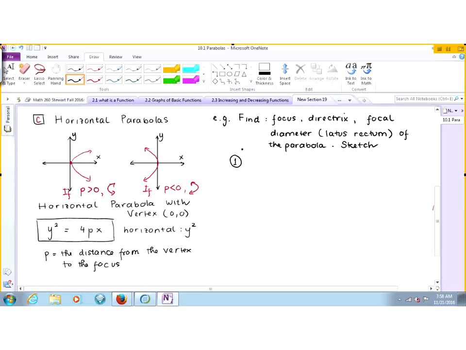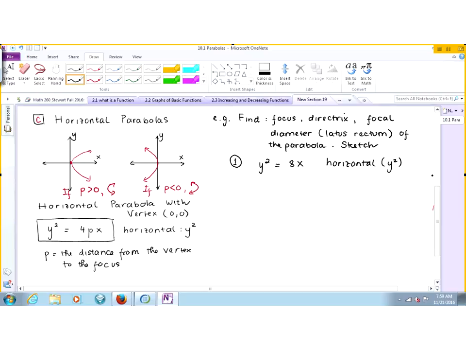Okay, so number 1. Y squared is equal to 8x. Which one is being squared? The y. So do we have a horizontal or vertical parabola? Horizontal. Good. I always write it because I usually forget. Why horizontal? Because I have a y squared. Usually horizontal is x, right? But this is y that is being squared.